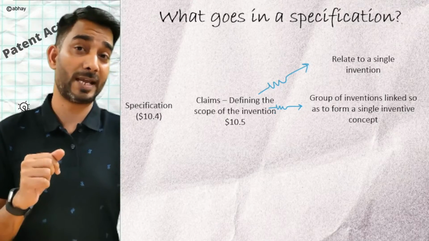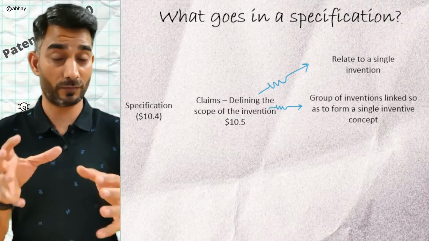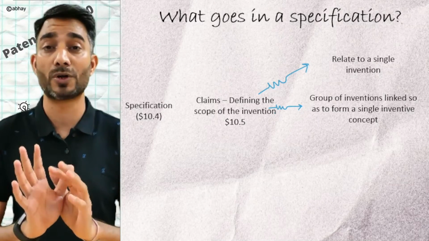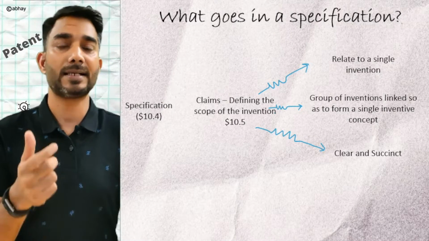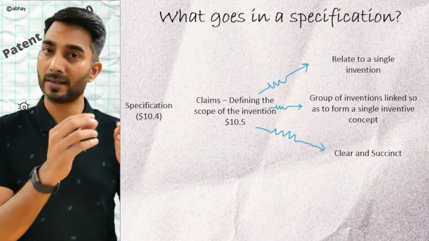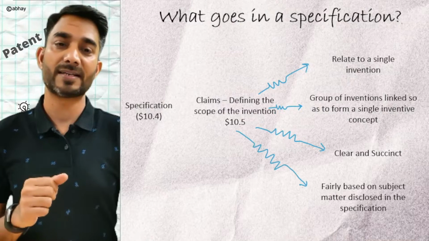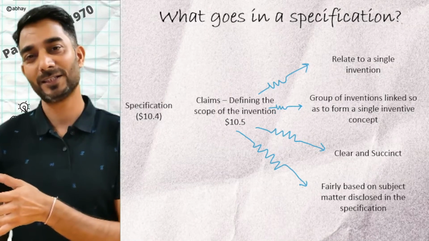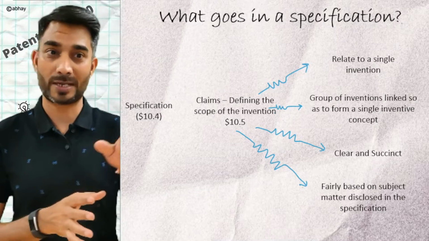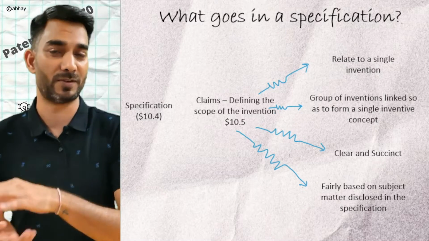Now, because claims are the most important part of the specification, which defines the boundary of the invention, they should be written in a clear and succinct manner. Precisely, in an accurate manner, they should define the boundary. And finally, they should be fairly based on the subject matter in the specification. So you cannot claim anything or talk about anything which is not described in the invention.